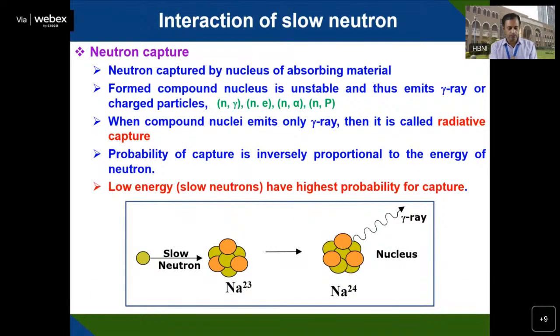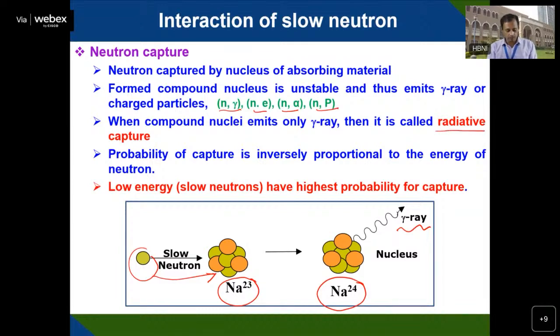So if you see neutron capture, the neutron is captured by the nucleus of the absorbing material. For example, with sodium-23 and a slow neutron, the neutron is absorbed, you get sodium-24, and there is gamma ray emission. When the formed compound is unstable, it emits either a gamma, an electron, an alpha, or a proton, which you can generate in this process. When the compound nucleus emits only a gamma ray, we call it radiative capture.